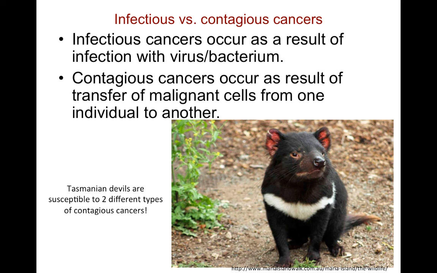Infectious cancers, where a person becomes infected with a virus or bacterium that can lead to development of malignancies, are different from what are called contagious or transmissible cancers. Contagious cancers occur when cancerous cells from one individual are spread to another, leading to malignancy in the recipient. In humans, this appears to be quite rare, occurring in unusual and sporadic cases.